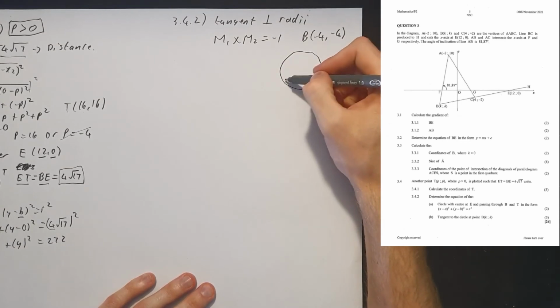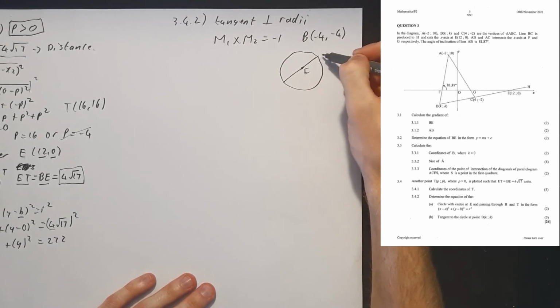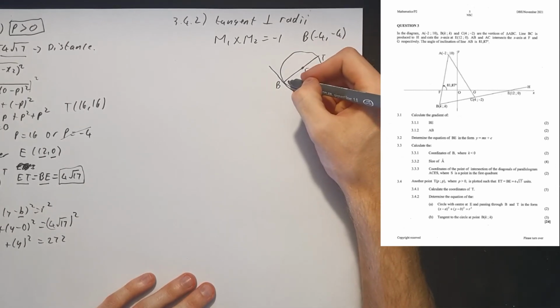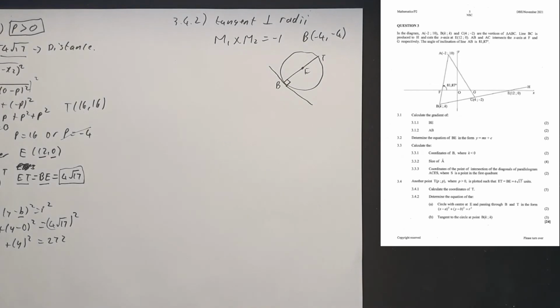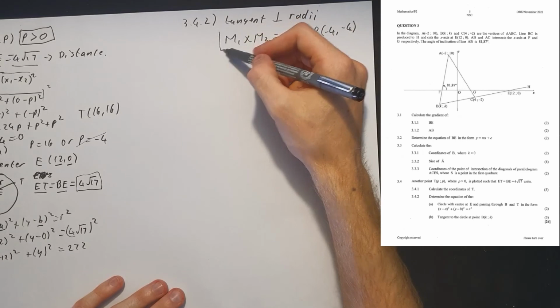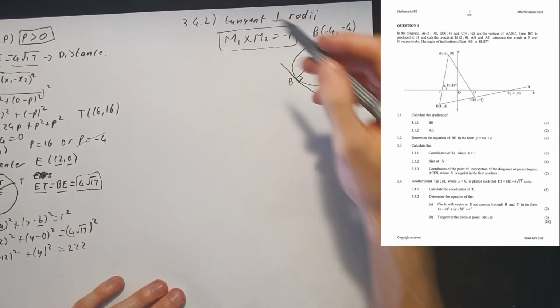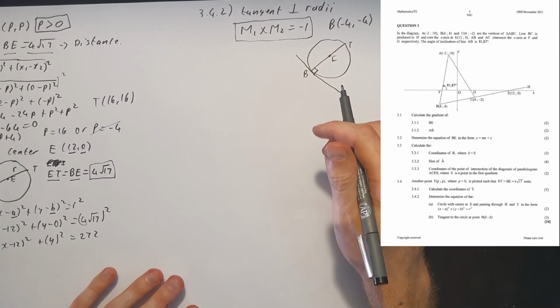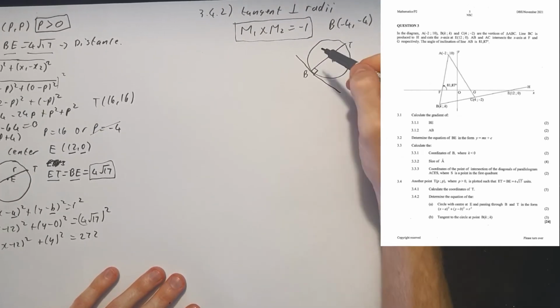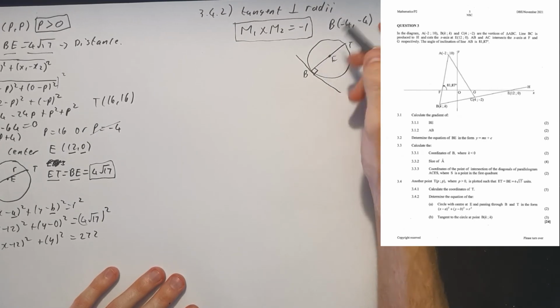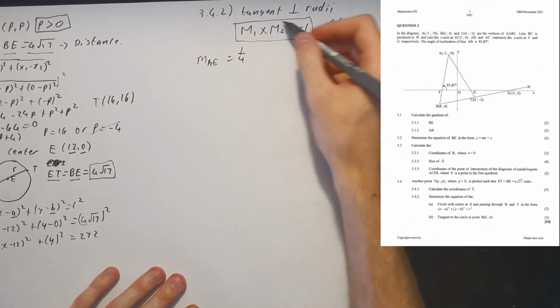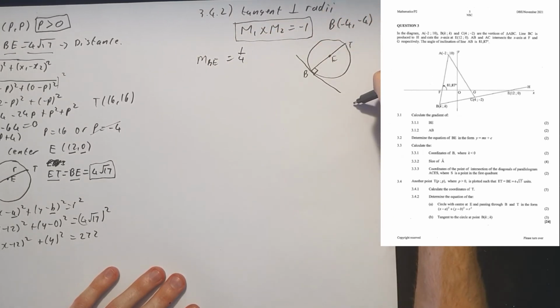So if I have my circle over here, there is E, that's T, and this is B. We need a tangent touching the circle. What do we know about tangents? They sit perpendicular to my radii. So therefore we can use the following formula. Why? Because we already have the equation of the line BE. Or sorry, we have the gradient of BE. The gradient of BE we saw was equal to 1 over 4. So now we can use this formula to find the gradient of the tangent.